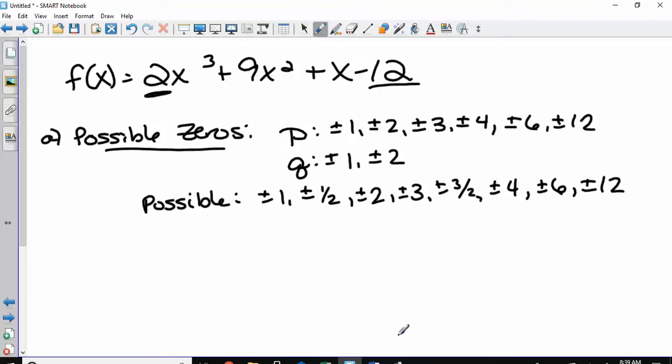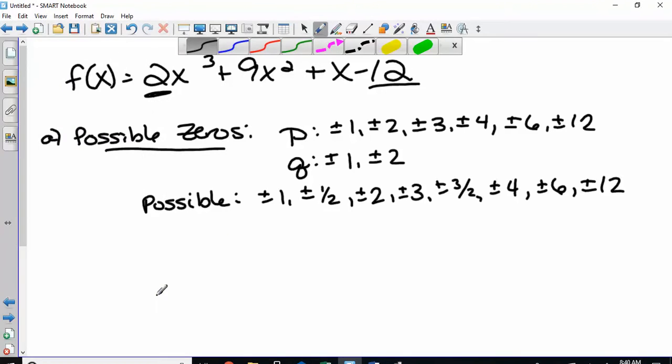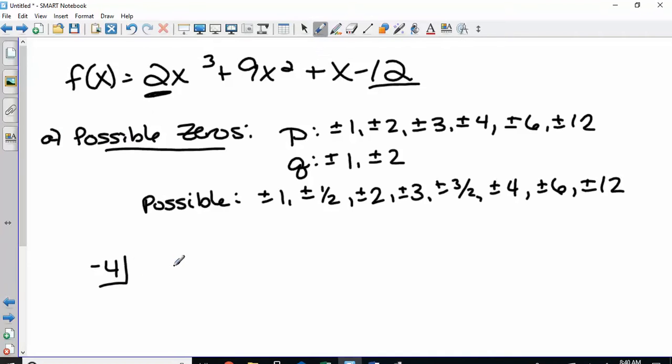Then what do we do? I'm going to ask you to find all the zeros in the factored form. So we need to graph this to kind of narrow down our list. This is everything that might work, so we need to find something that does. So I'm going to plug this in. When I say find something that works, what am I looking for on my graph? A 0 or an x-intercept. We just need one that works for sure. So you told me -4. So then we do synthetic.